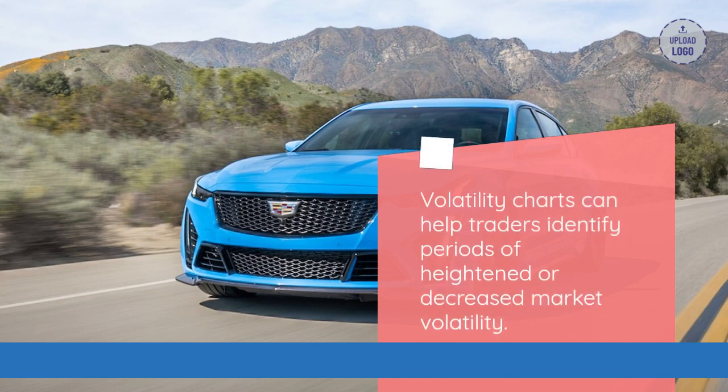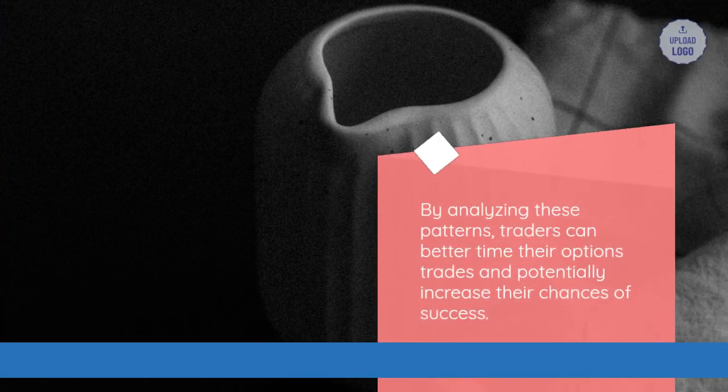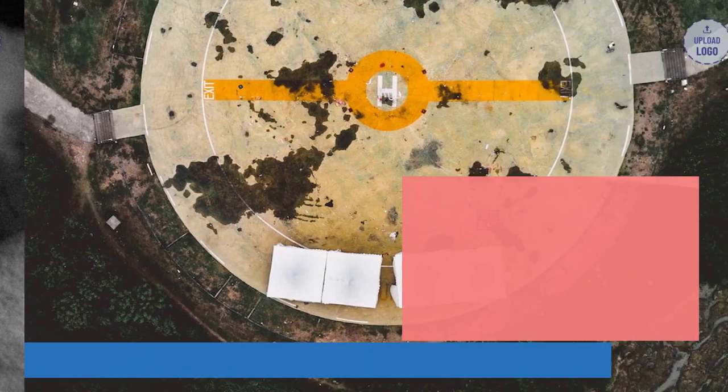Volatility charts can help traders identify periods of heightened or decreased market volatility. By analyzing these patterns, traders can better time their options trades and potentially increase their chances of success.